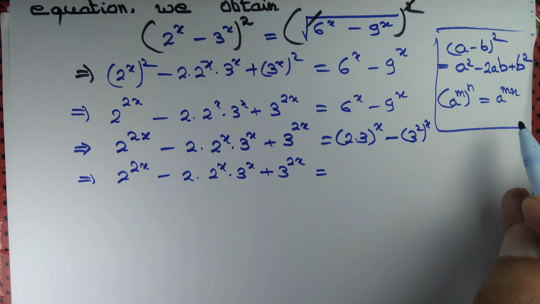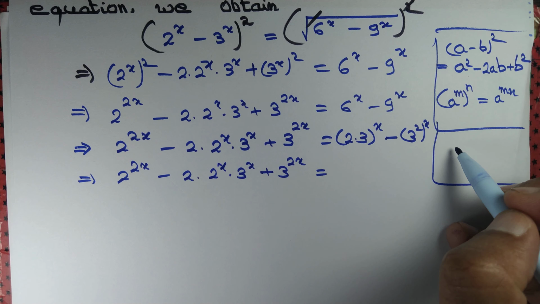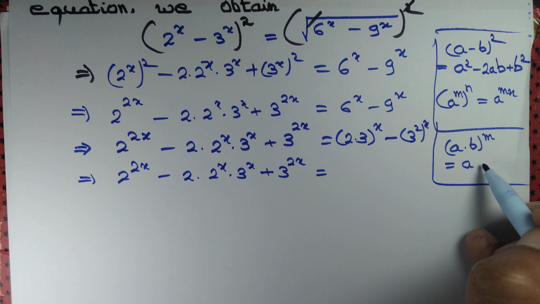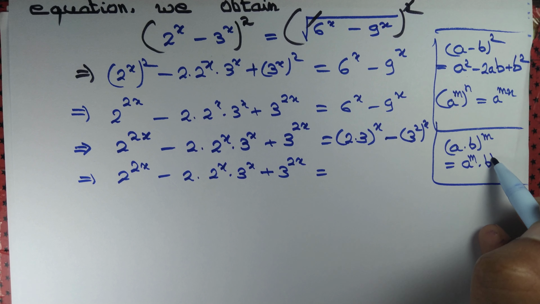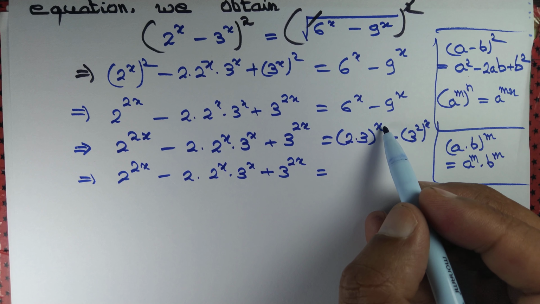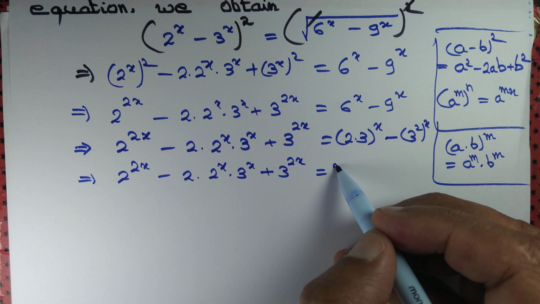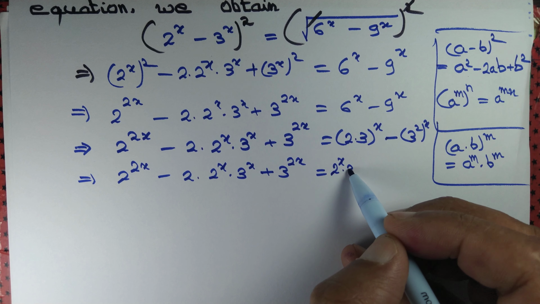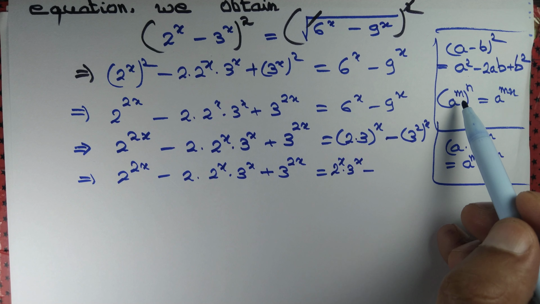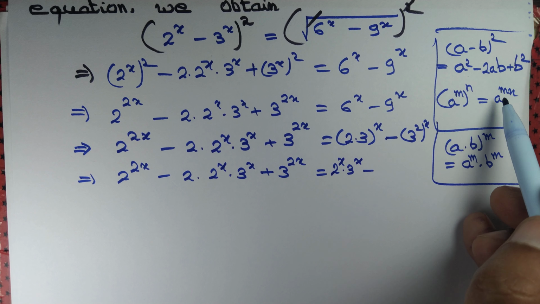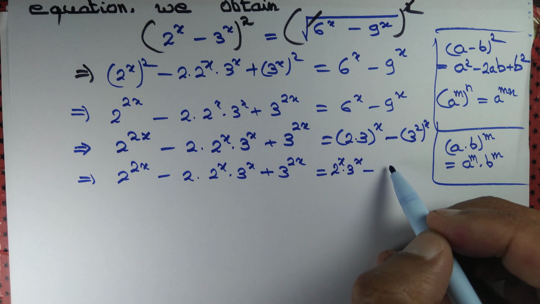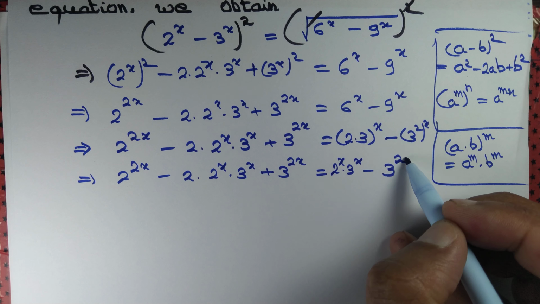Right hand side we have an expression like ab to the power m. That can be written as a to the power m into b to the power m. So we have 2 into 3 to the power x. That can be written as 2 to the power x into 3 to the power x. Minus, once again a to the power m to the power n is a to the power mn. So 3 to the power 2 to the power x can simply be written as 3 to the power 2x.